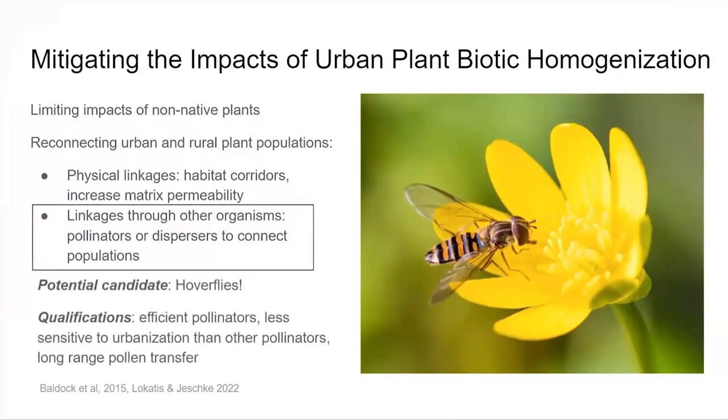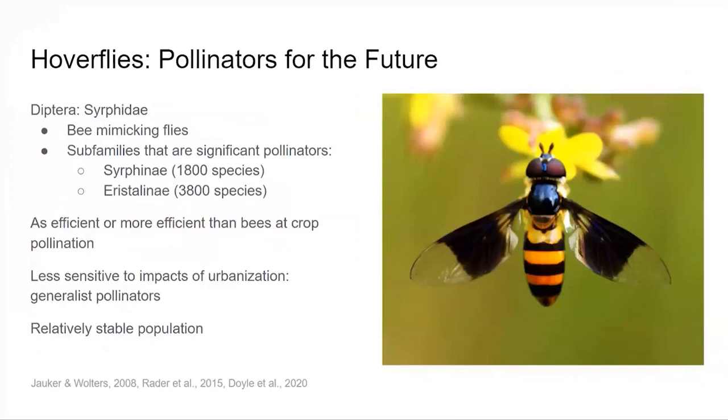A potential candidate to create this link between urban and rural plant populations is hoverflies. They are efficient pollinators. They're a little bit less sensitive to urbanization than other pollinators like bees, and they can also practice long-range pollen transfer. So, are hoverflies the pollinators of the future?